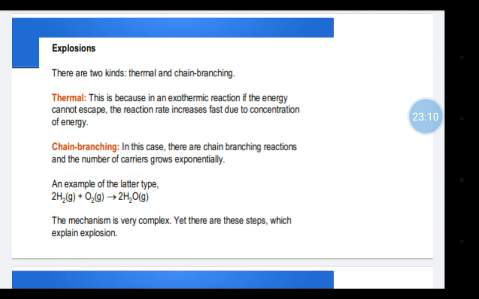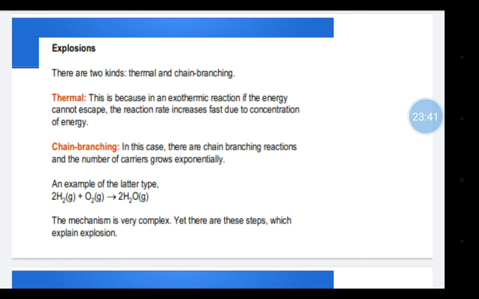Thermal explosions happen in exothermic reactions. If the energy cannot escape, the reaction rate increases fast due to concentration of energy. Such explosions are termed thermal explosions. It arises out of the excess energy that is not able to escape from the system.